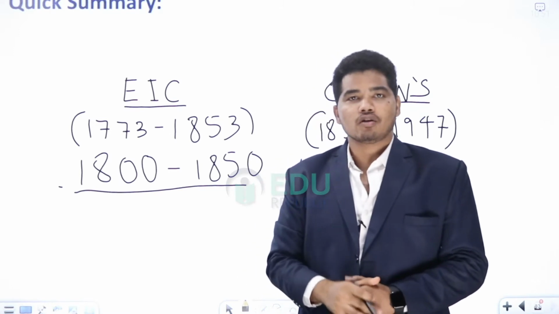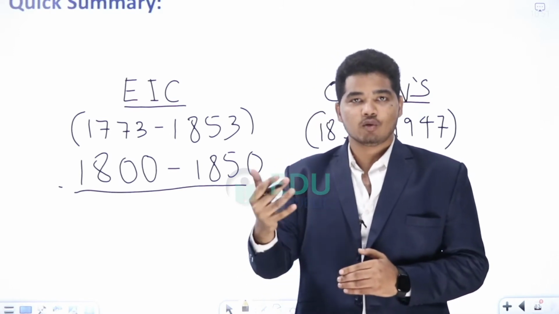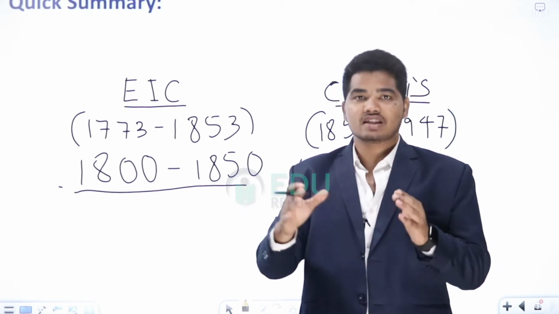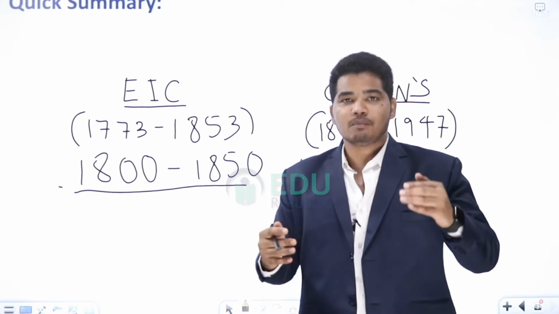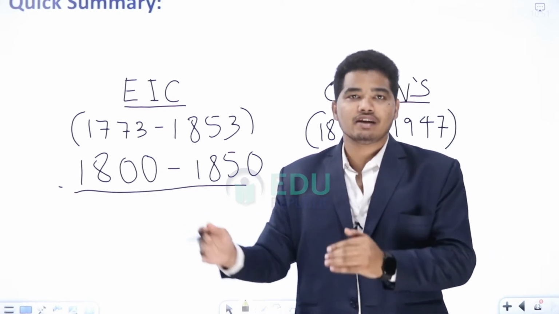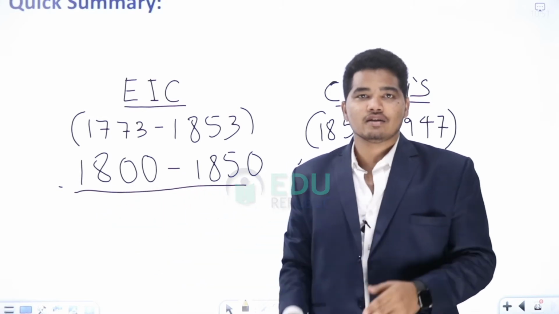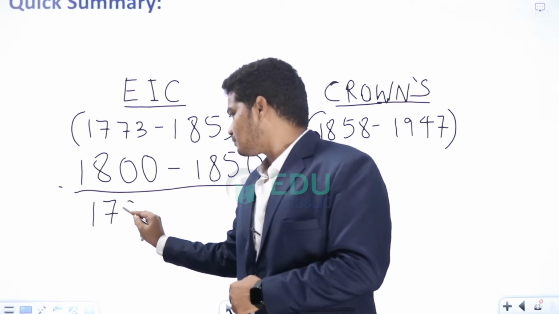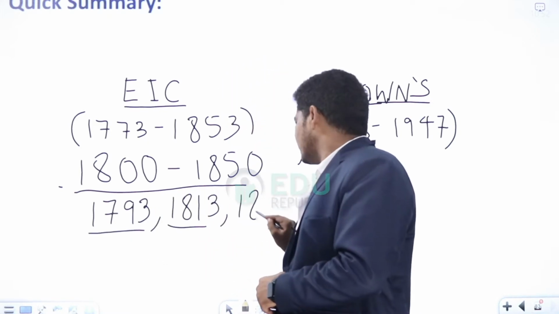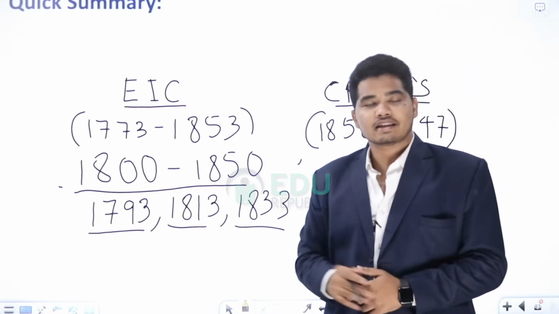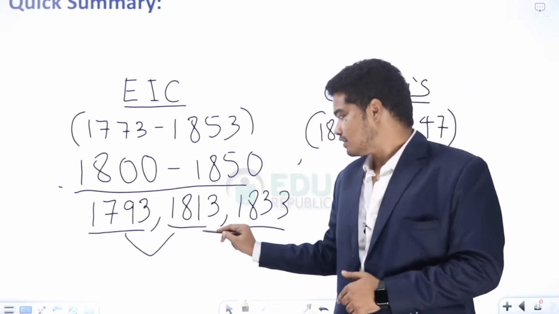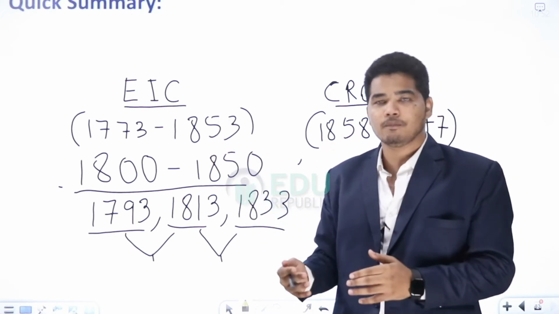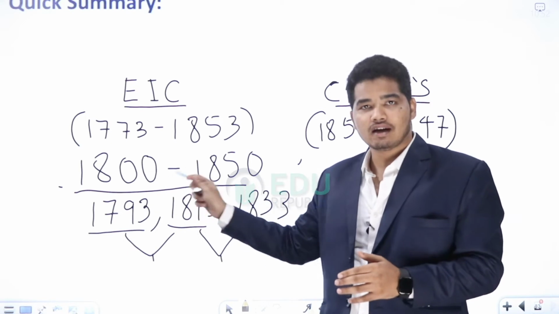Previously, we talked about the Regulating Act, which means the Company's rule was being regulated by the Crown. But now it is providing a kind of charter, which means for a certain period these territories are controlled under you in this manner. These are known as the Charter Acts, like 1793, 1813, 1833. Are you seeing the significant time frame between them? The 20 years gap. It means there is a charter established by the Crown that for 20 years you could be governing under it.